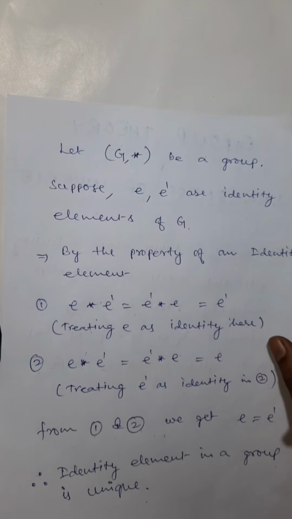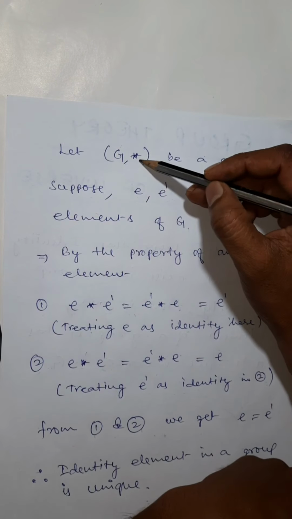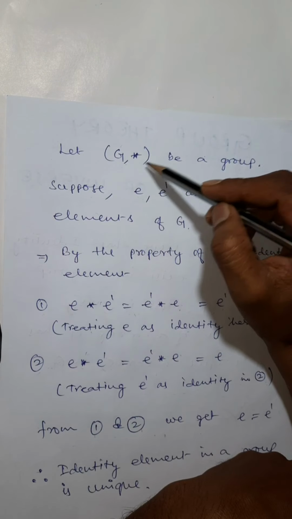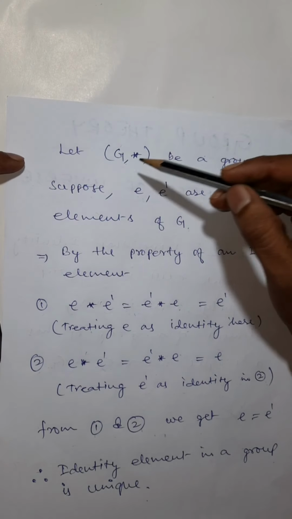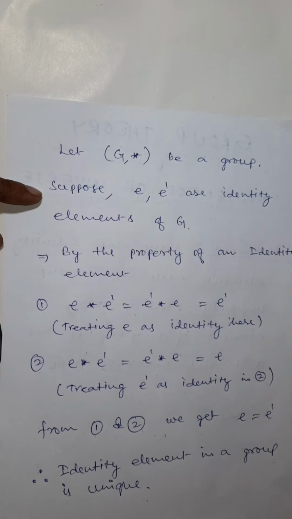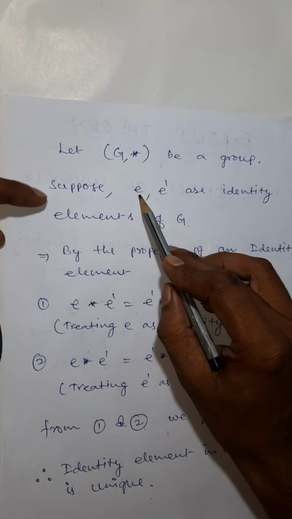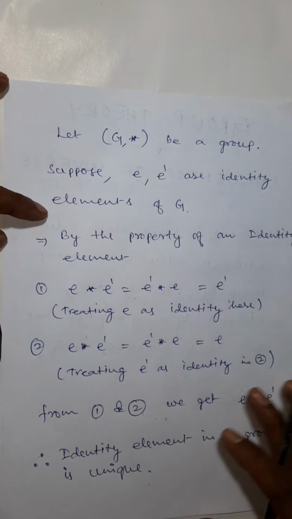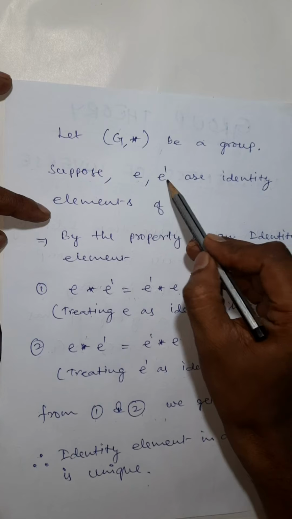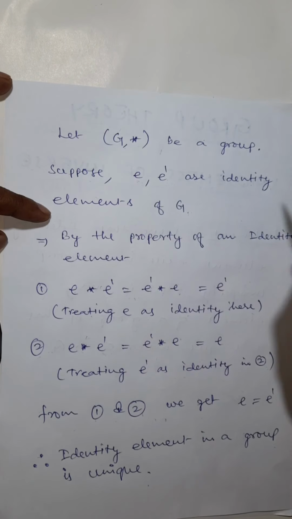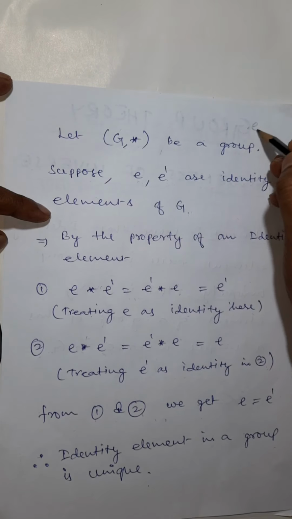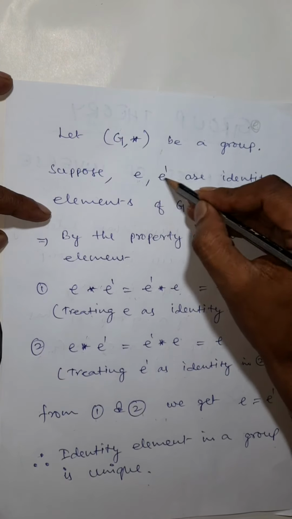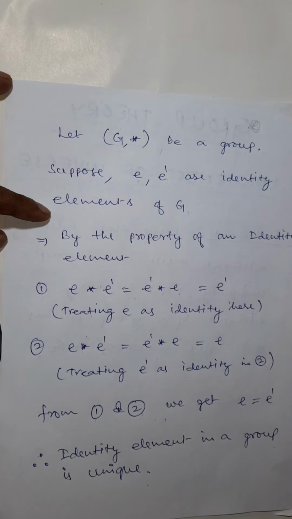Let G, star be a group. We represent a group like this, as an ordered pair: G and the binary operator. Suppose e and e' are the identity elements of a group G. We are considering here that two identity elements exist, but what we have to show is that there exists a unique identity element. So we consider, for contradiction, that two identity elements exist. Then what will happen?